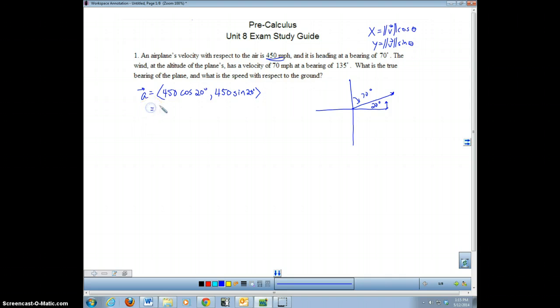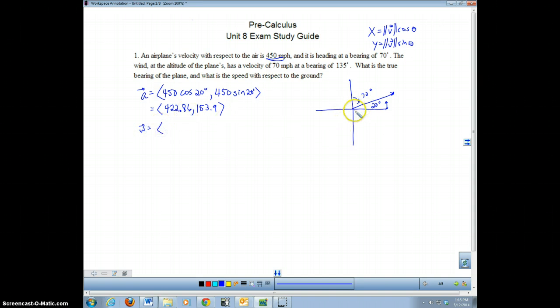Alright, so we're going to calculate that in our calculator, and we're going to get 422.86 and 153.9. Alright, so then I'll do it for the wind. I'll do the exact same thing.